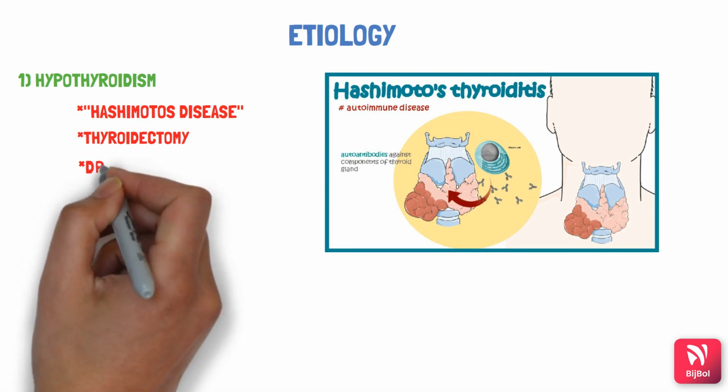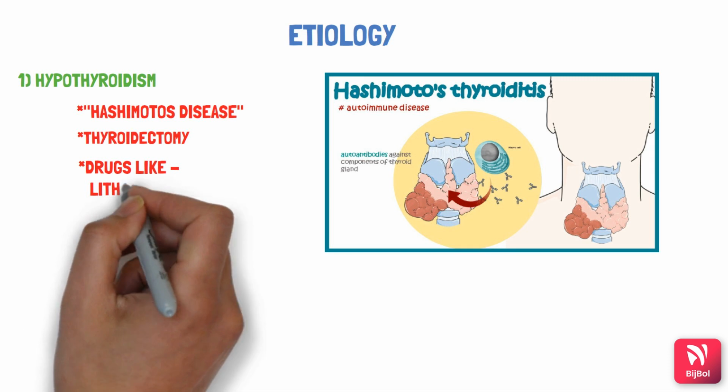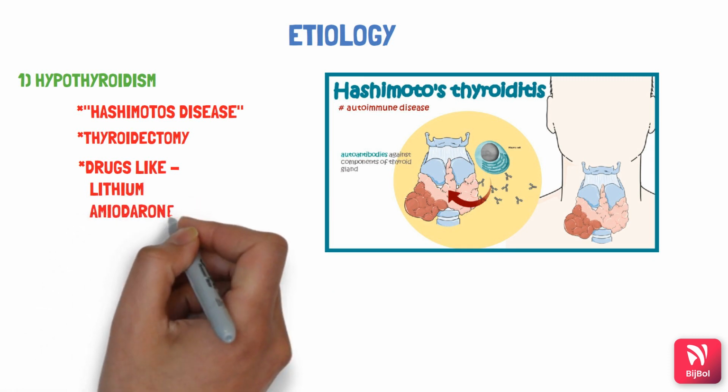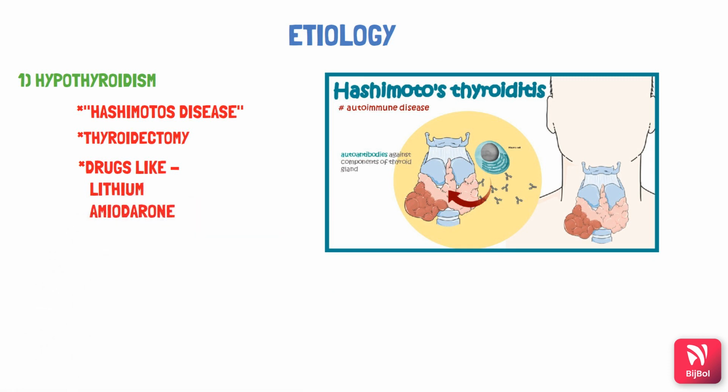Also, another cause is drugs. Drugs like lithium and amiodarone also induce hypothyroidism. A special note for amiodarone: it is a class 3 antiarrhythmic drug, and it may lead to either hypo or hyperthyroidism.